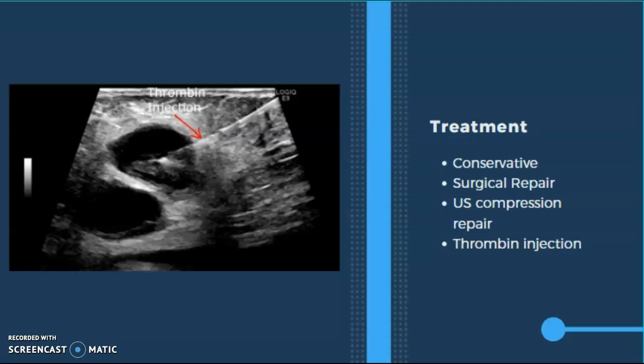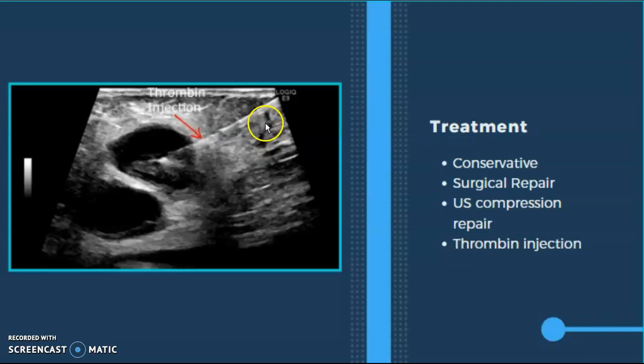Or more commonly used these days, they do a thrombin injection, which is what you see here. So here's the needle going in where the red arrow is, and the radiologist is injecting thrombin into the actual pseudoaneurysm, which will cause it to clot off.